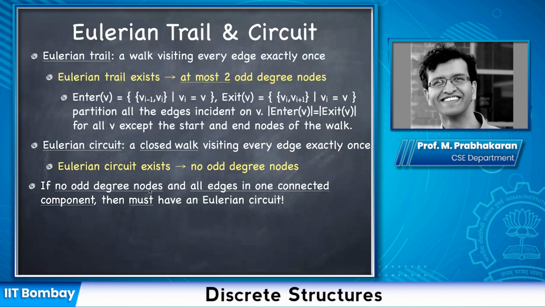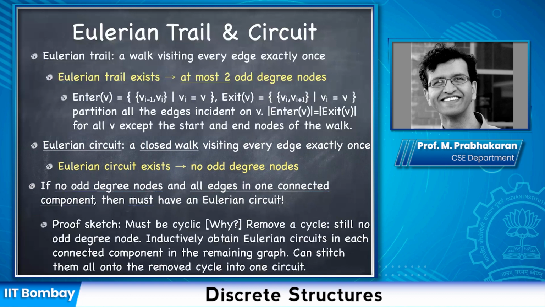So if there are no odd degree nodes, then you must have an Eulerian circuit, provided it's all in one connected component. So no odd degree nodes and a single connected component, or at least all the edges appear in a single connected component, then you can argue that an Eulerian circuit must exist. I leave it as an exercise for you to write a complete proof for this, but I'll give you the basic idea here. So the first observation is that if there are no odd degree nodes, then it must be cyclic.